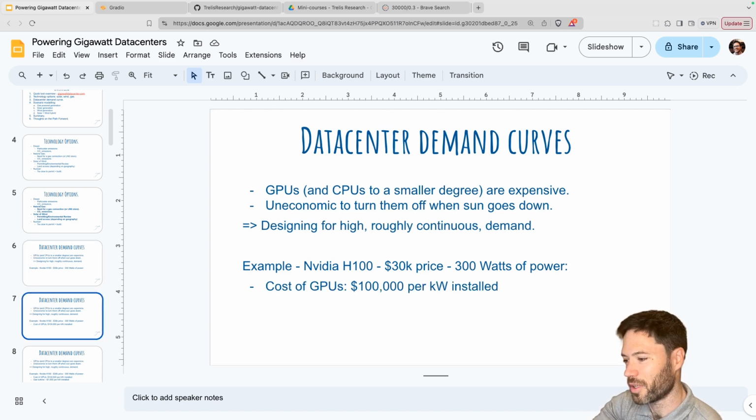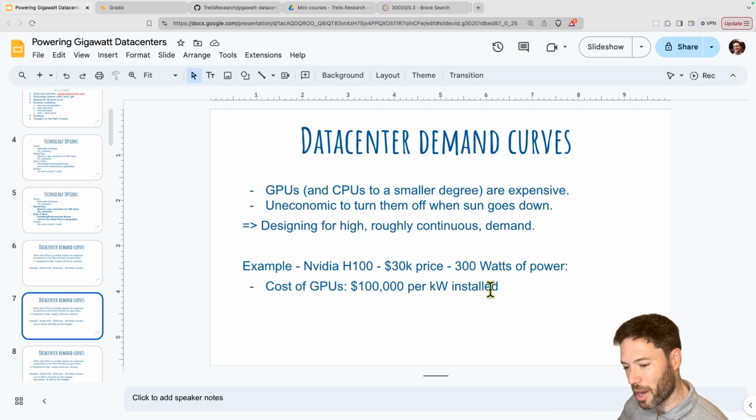And to understand this a bit better, you can think about the cost of an NVIDIA H100. This is one of the top GPUs. I guess there's Blackwell now. But if you look at one GPU for 30K price, and the PCI version would be 300 watts of power, you're spending 100K per kilowatt installed.